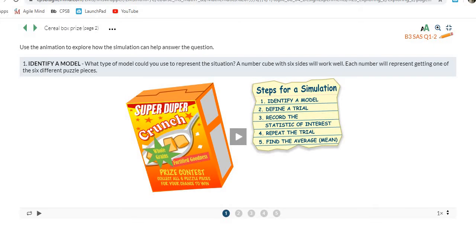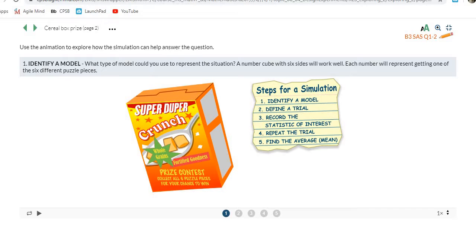So we're going to create a simulation for this for them so they don't have to go out and buy all the boxes. They can test it at first. All right, so we're going to go through our 5 steps for creating a simulation. First step is to identify a model.